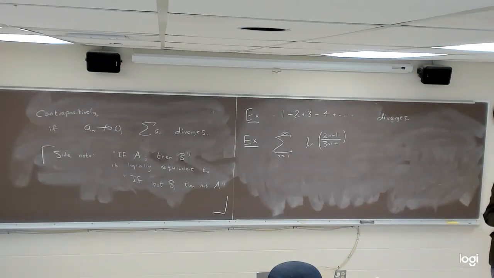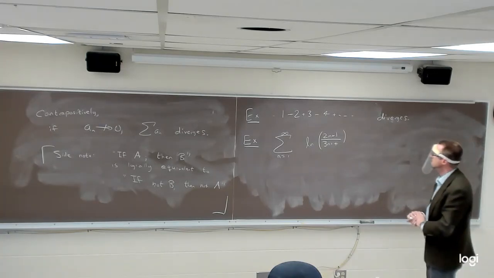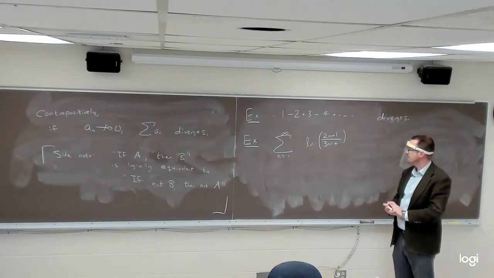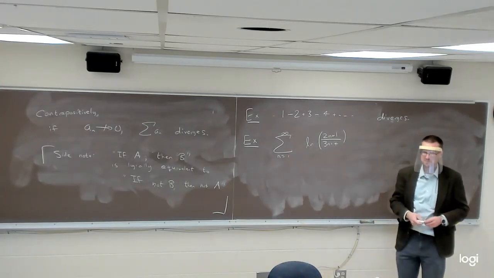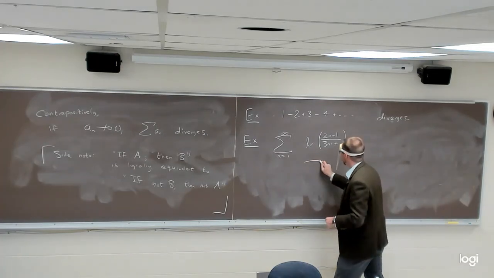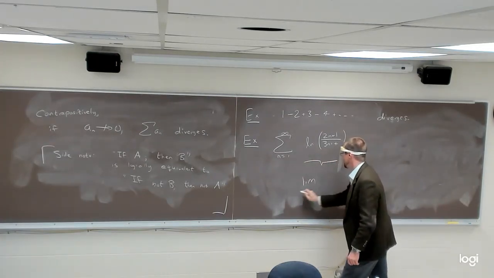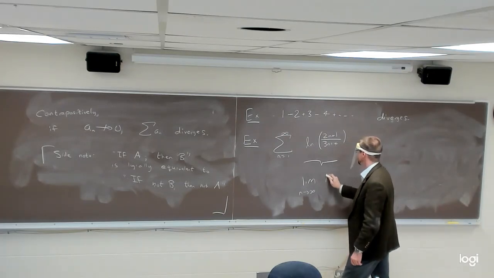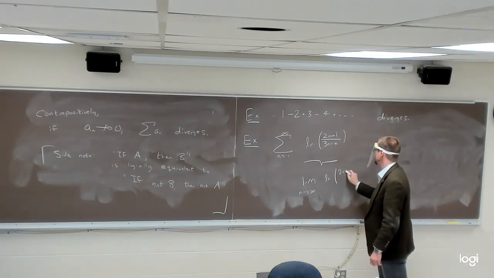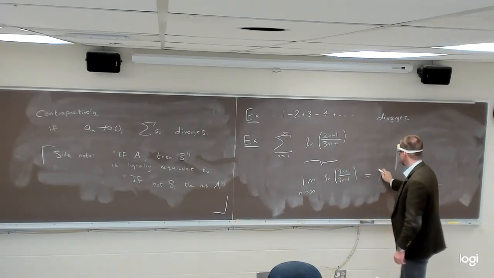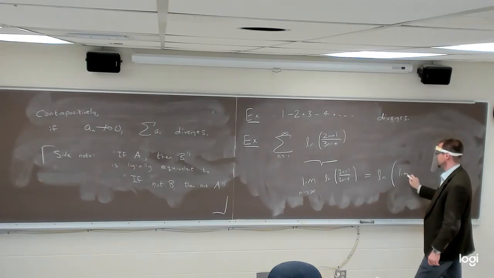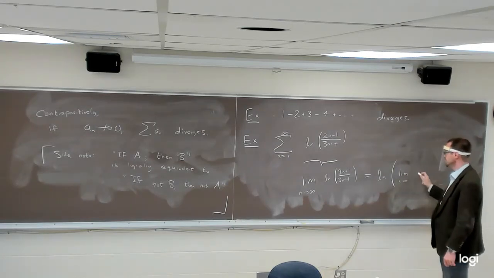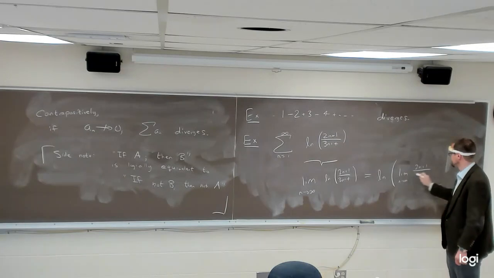It would end up going to 2/3. It would be n over n. Yeah, or the natural log of 2/3, right? You're sort of doing the composition here. So the limit as n goes to infinity of natural log of (2n plus 1) over (3n plus 4) is the log of the limit. That's the composition theorem for sequences.